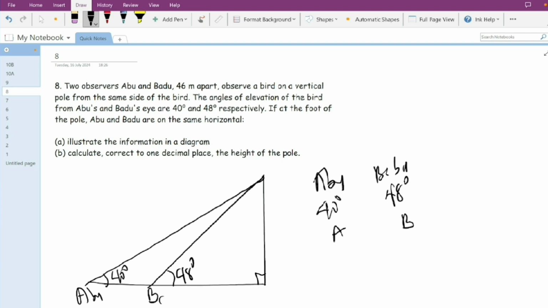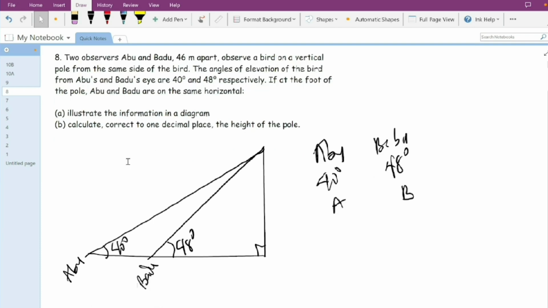We can write it Abu and Badu. We can write it in full, so you don't get it mixed up or get it wrong. So this is Abu. Abu is 40 degrees and Badu is 48 degrees. Now going back to the upper part of the question, it says the two observers, Abu and Badu, are 46 meters apart. So we know between Abu and Badu, this distance is 46 m. And we can say this is the pole. We can indicate the pole, that's the vertical pole.